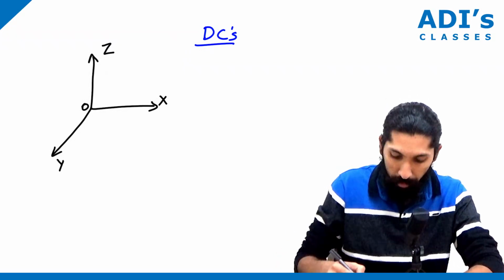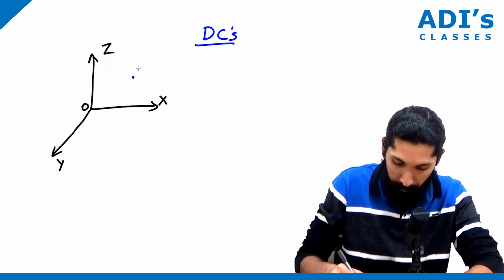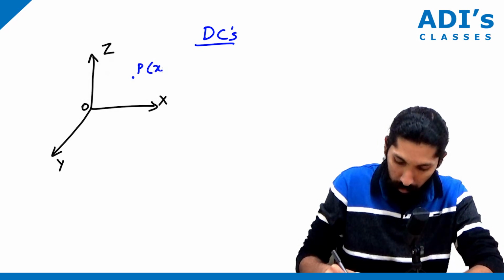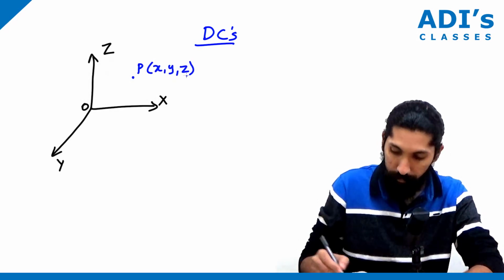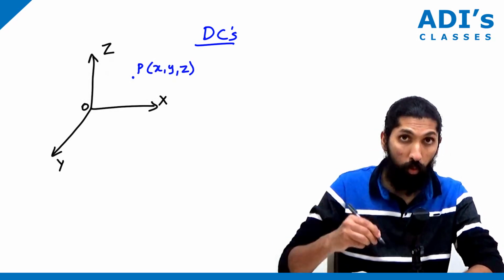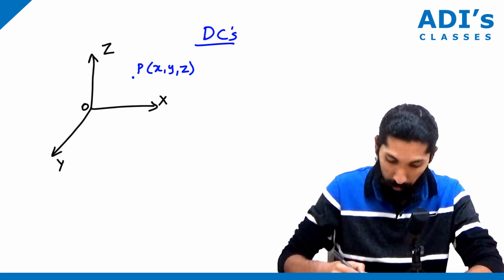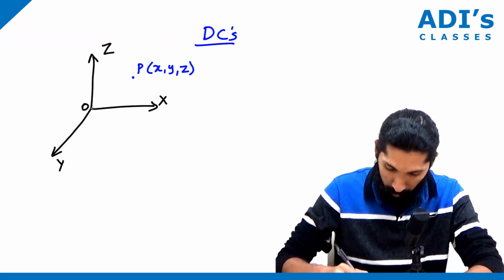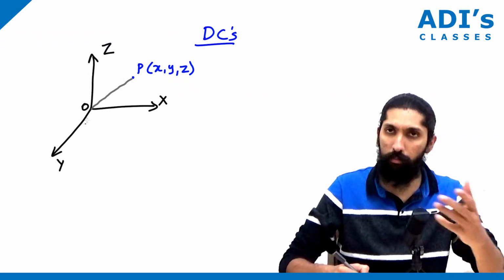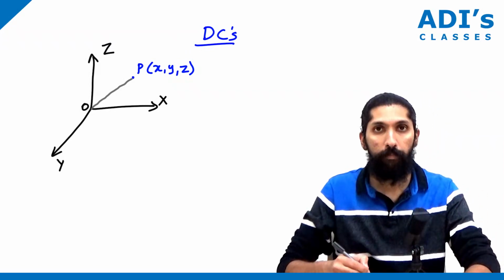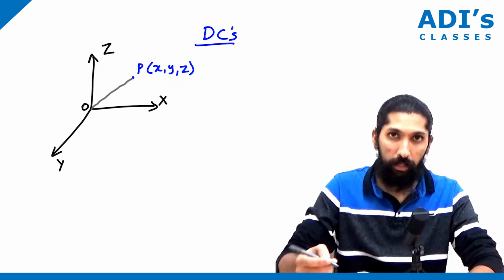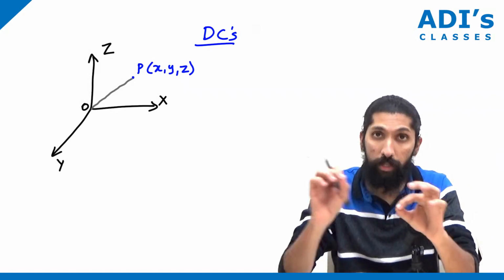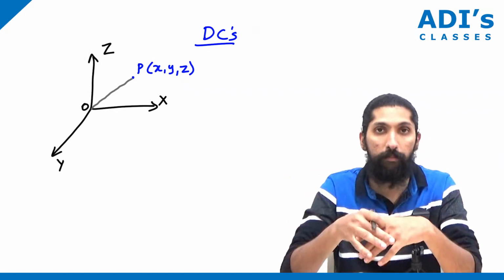Now, we have a point, some point here, P. P is x, comma y, comma z. Okay. Now, from the origin O to the point P, we are going to draw a line. Or you can say you are going to draw a vector. Whatever it is, you can call it whatever you like. Generally, we say it's a line. So, that means we are looking at a straight line in space.